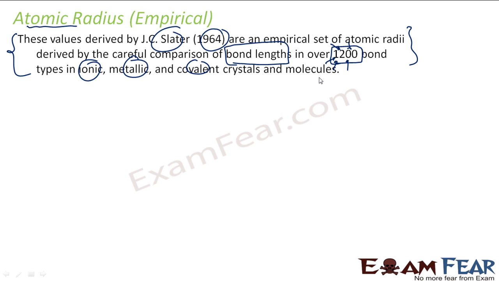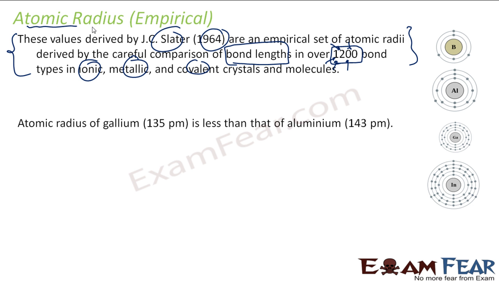On that basis it is shown in his chart that gallium, according to his chart, should show an increase, but the atomic radius of gallium is less, that is 135, and aluminium is 143. So there was a break in the trend. Let's see why this size is less.